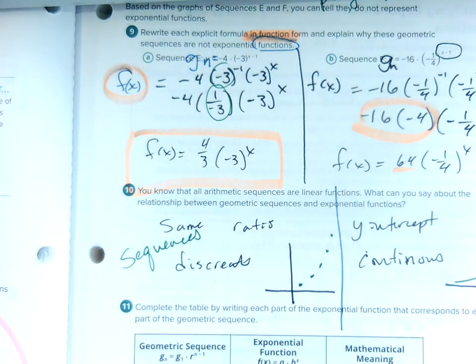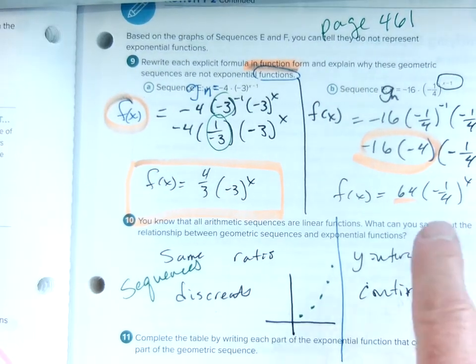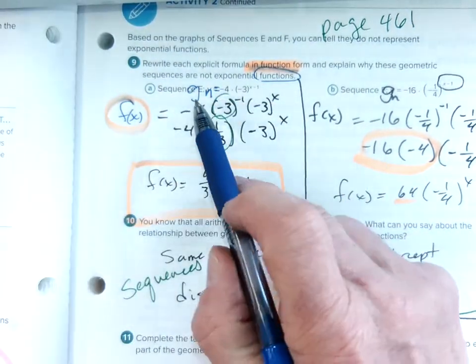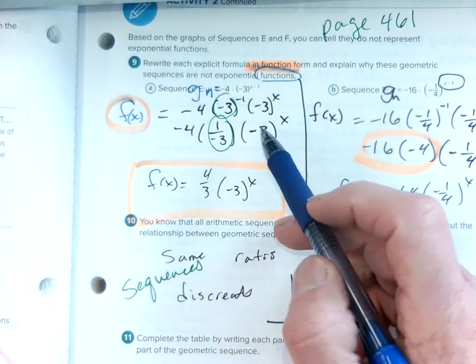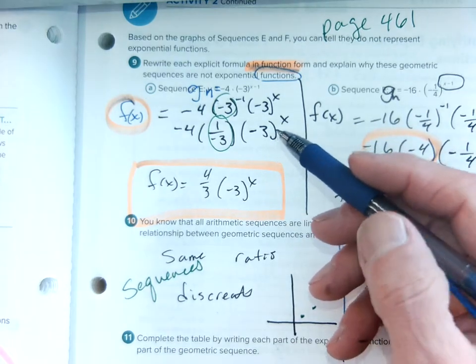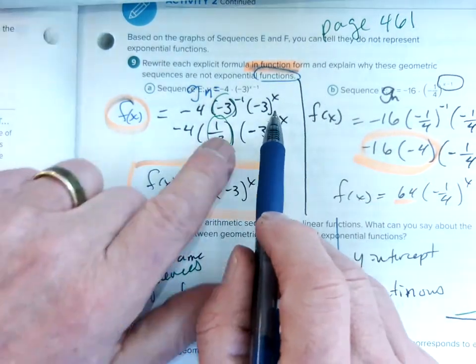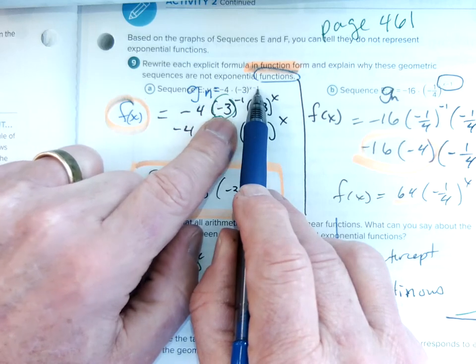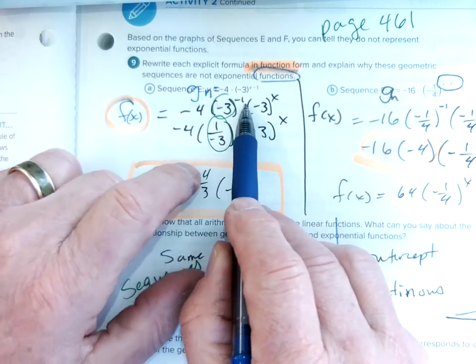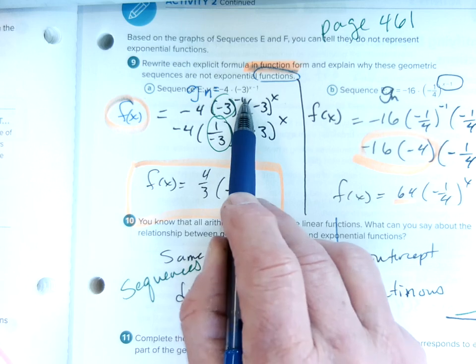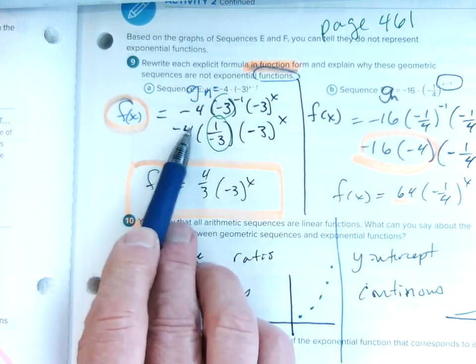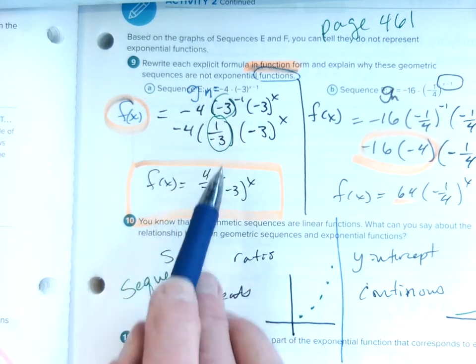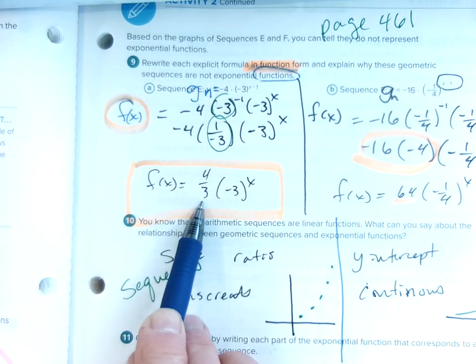Let's recap the lesson. I'm on page 461. So we took a geometric sequence, G of n equals -4 times -3 to the x minus 1. And again, our idea is to change it to what we call a regular exponential function. So we changed the x minus 1 into a -3 to the x and a -3 to the -1. With the -1 power, it changes into a fraction, a 1 over -3. Then I multiplied the -4 times the -1/3, and I got 4/3 times -3 to the x.